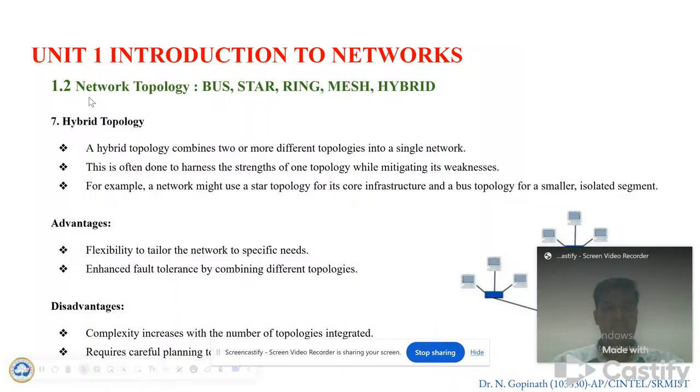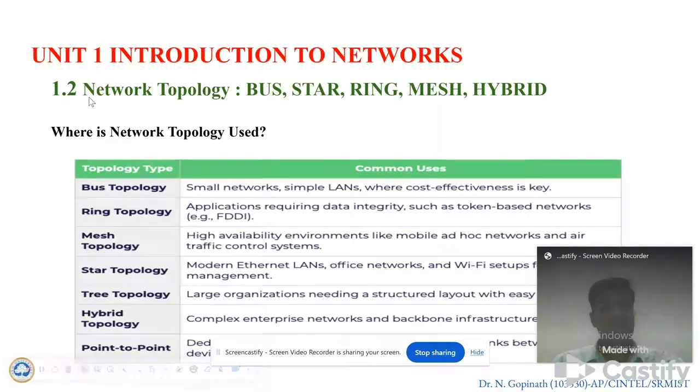Hybrid topology. A hybrid topology combines two or more different topologies into a single network. This is often done to harness the strengths of one topology while mitigating its weaknesses. For example, a network might use a star topology for its core infrastructure and a bus topology for smaller isolated segments. So where can we use this network topology?